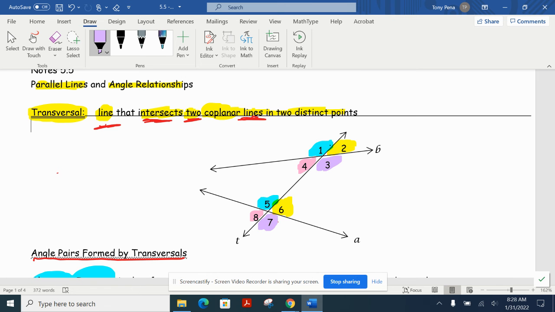Okay? So in your little thing, those are what you would want to write. Angle 1 and angle 5 correspond to each other. All the same shades are corresponding. So 2 and 6 correspond to each other. 4 and 8, 3 and 7. So that's what you're writing underneath corresponding angles.